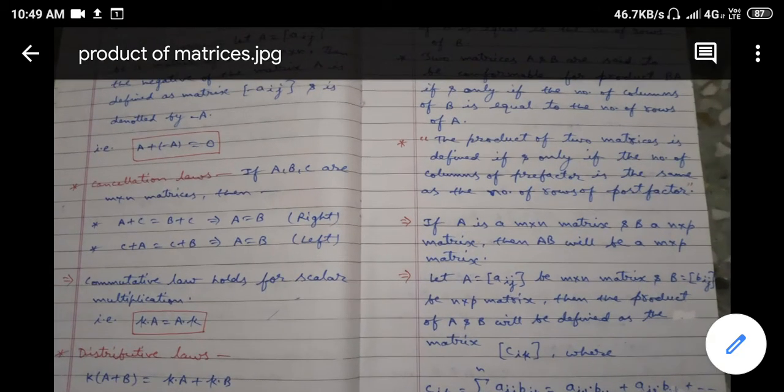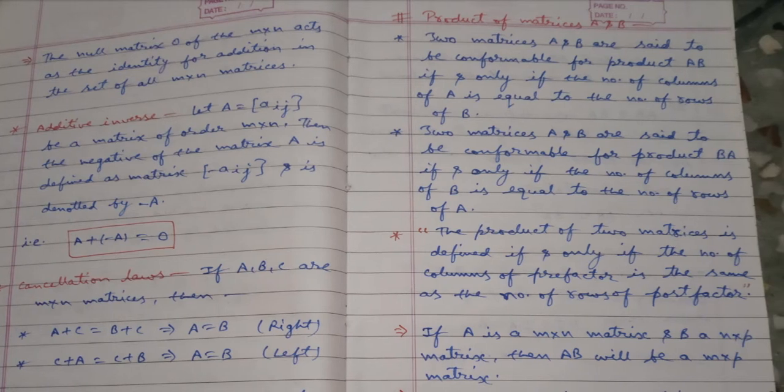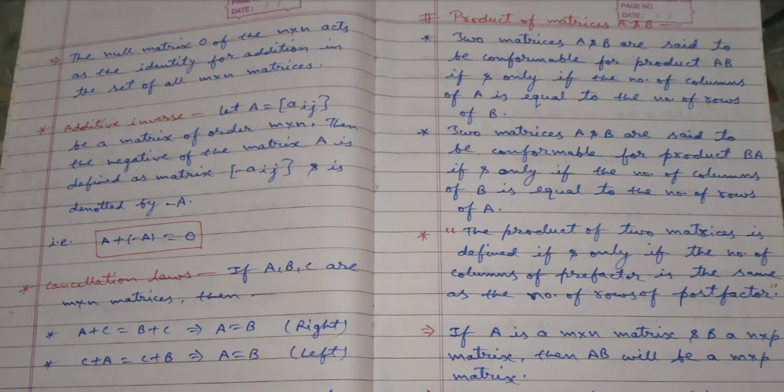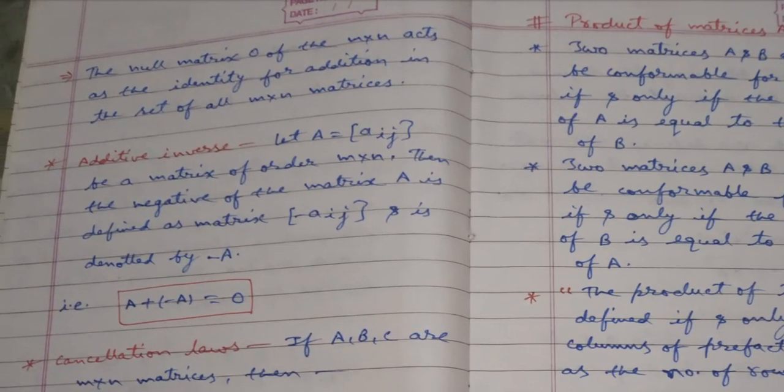So this is just the product of matrices. Here, in the previous video, we talked about the additive identity for matrices. And so 0 will be the additive identity for any type of matrix, whether it is a scalar matrix, a null matrix, or anything else. That doesn't matter. We have already seen what an additive identity of a matrix is. Now let's talk about this point.